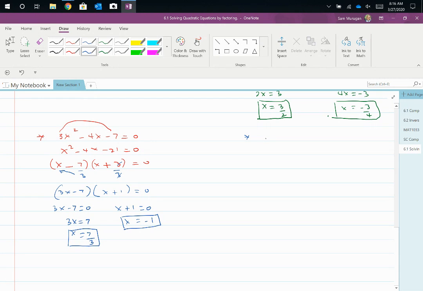Other types of problems, so I've got, say, x squared is equal to 2x. So in this case, I would take away 2x from both sides to get x squared minus 2x is equal to 0. Factor out the x, I get x times x minus 2 is equal to 0. So x is equal to 0, that's one answer. And then x minus 2 is equal to 0, so x is equal to positive 2, second answer.